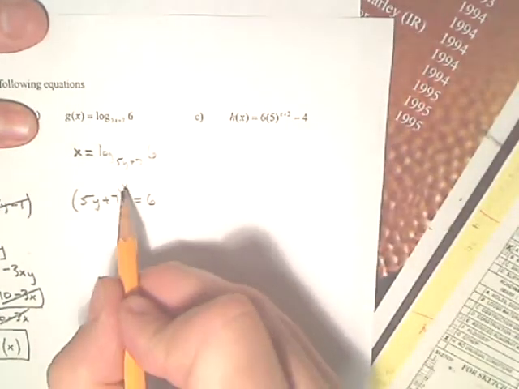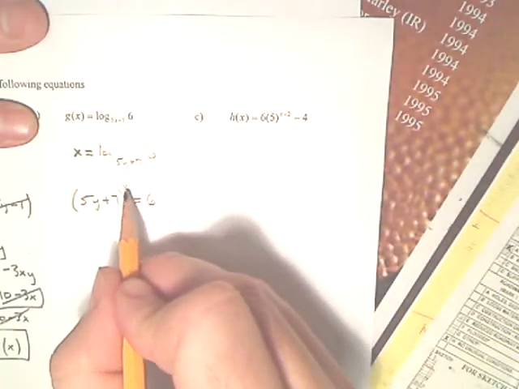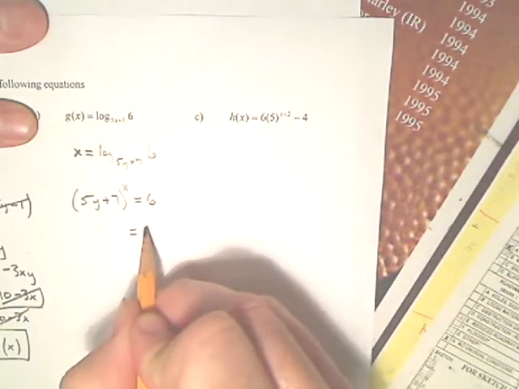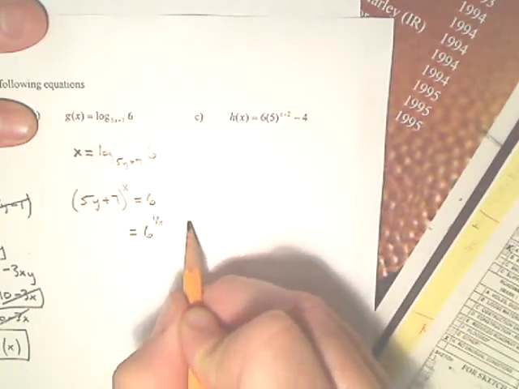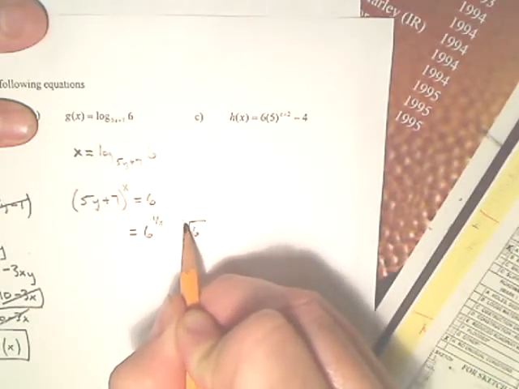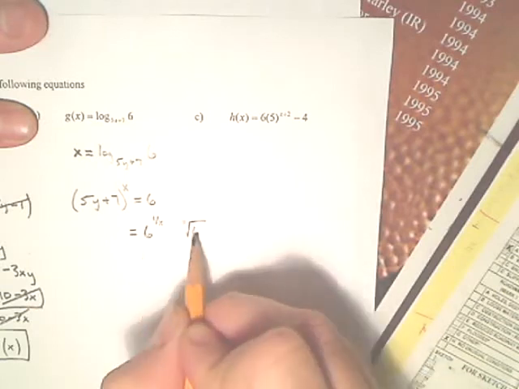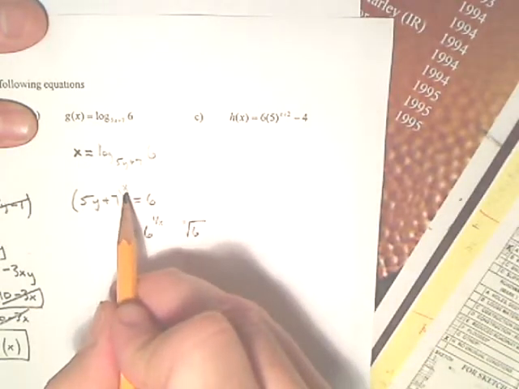At this point, we need to get rid of the x, so we raise both sides to the reciprocal to get rid of it, which would make this side 1 over x. Your other option is the x root of 6. Both of these are the same. That's what gets rid of that x.